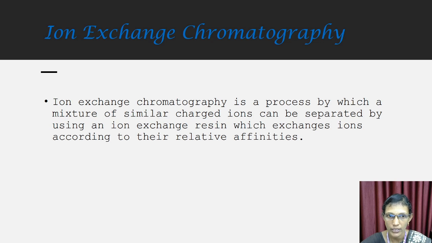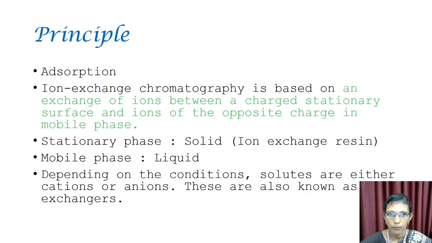So this is a basic process in ion exchange chromatography. Ion exchange chromatography is a process by which a mixture of similarly charged ions can be separated by using an ion exchange resin, which exchanges ions according to their relative affinities. Here the main principle is adsorption.